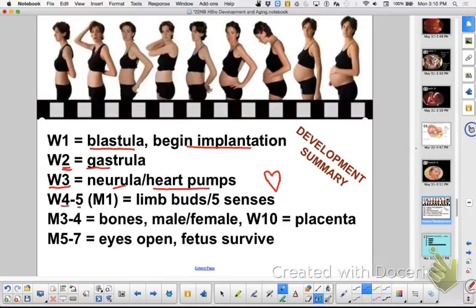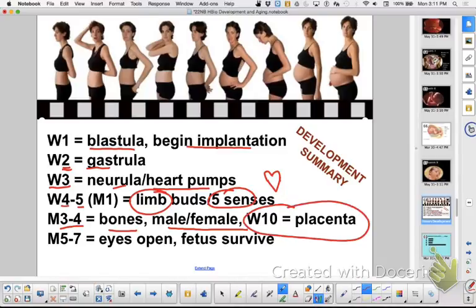Weeks 4 and 5, you have 4 limbs, and we think about the 5 senses. That's how we remember weeks 4 and 5. That's when it's developing. Okay, months 3 and 4, you're getting bones, male and female. And then week 10 is the placenta.